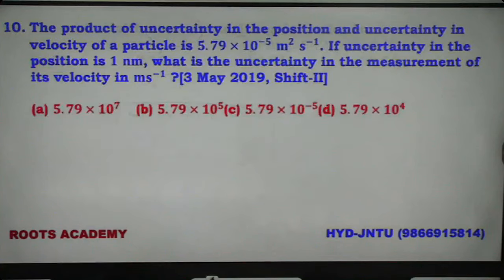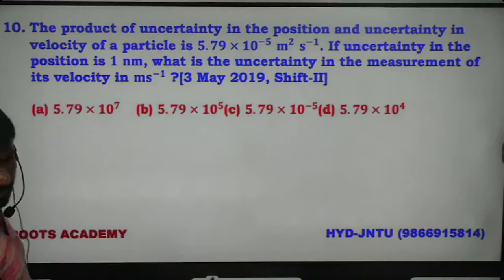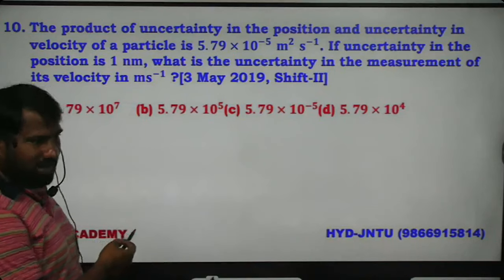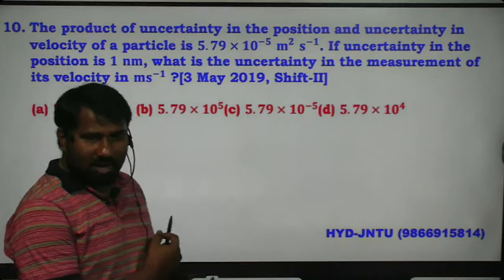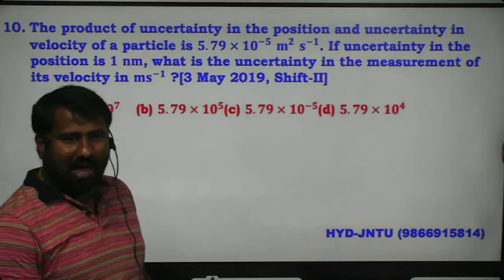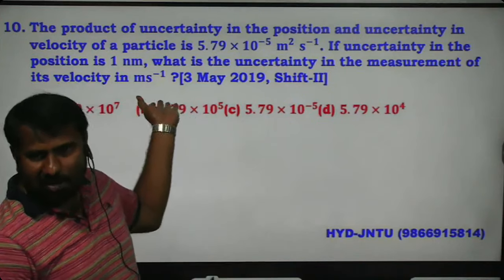Now coming to the question. The product of uncertainty in the position and uncertainty in velocity of particle. Same thing we gave once again, as we did already. First question is it. Okay na? Already rasin. Malli endra antam ikkada lera. First question ide kadara manam discuss chesindi.